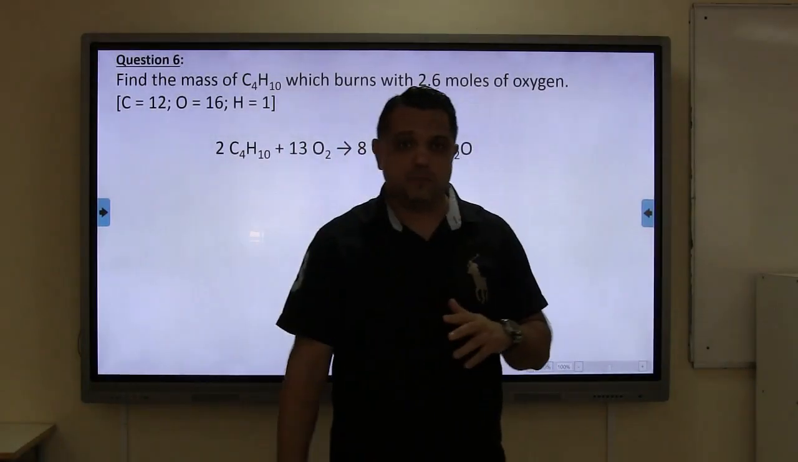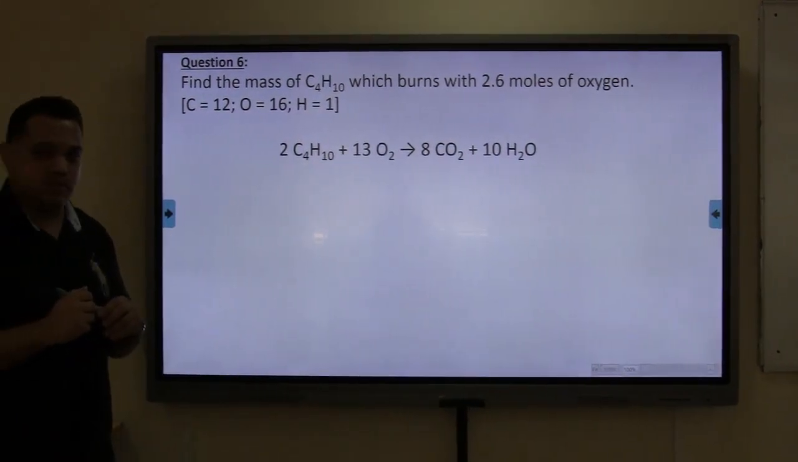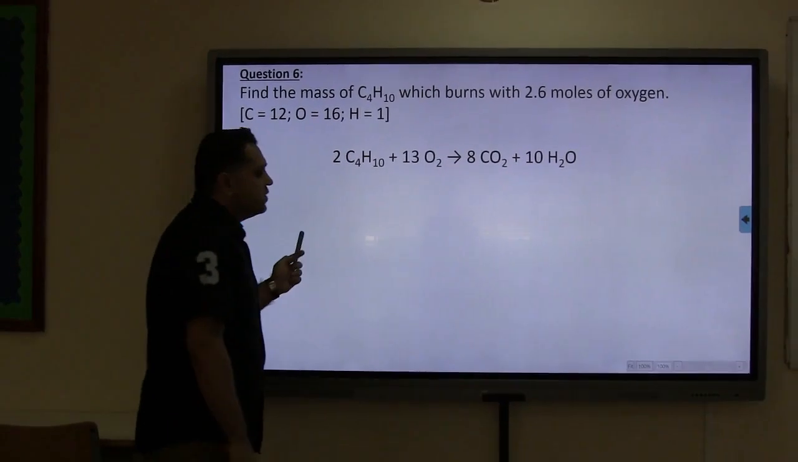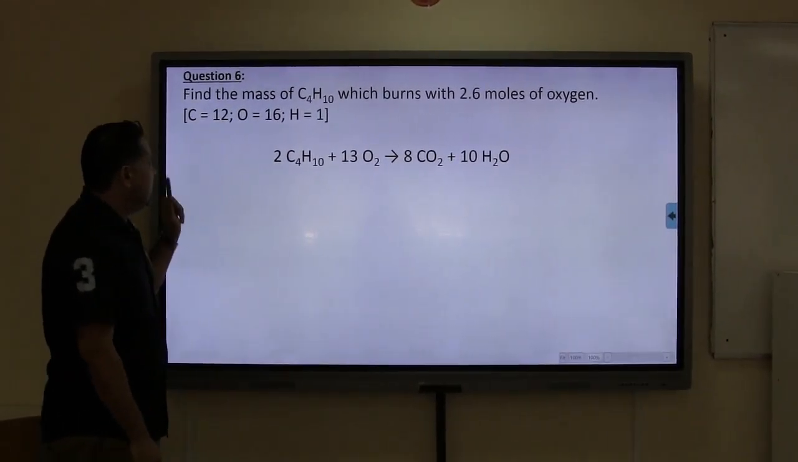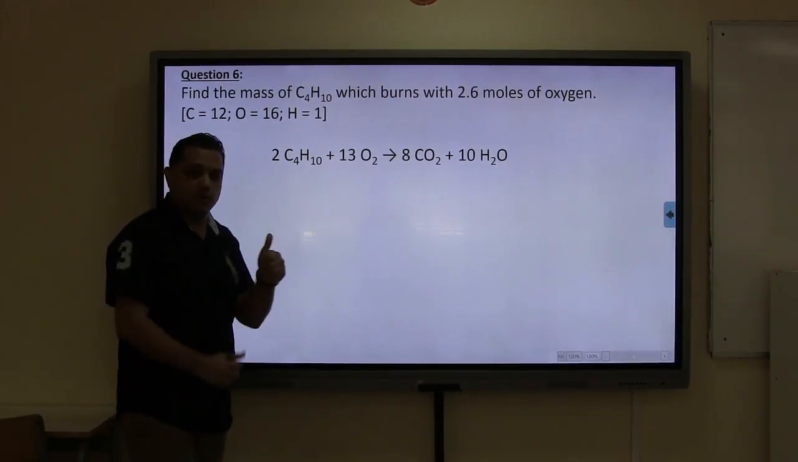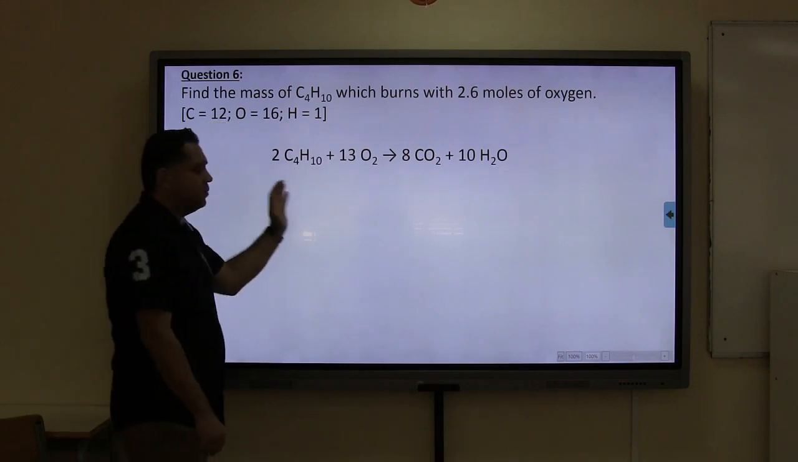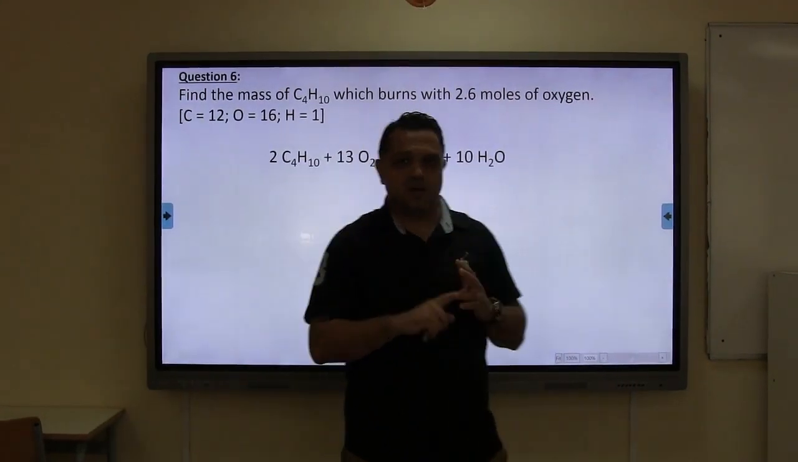Question number 6 here, we need to find the mass of the C4H10, which is butane, which burns with 2.6 moles of the oxygen. And of course the relative atomic masses are given here and the reaction is given. So first of all, the reaction is balanced. I have no problem with the reaction. So I need to specify the unknown and also I need to specify the given.